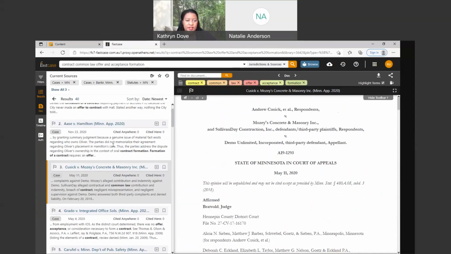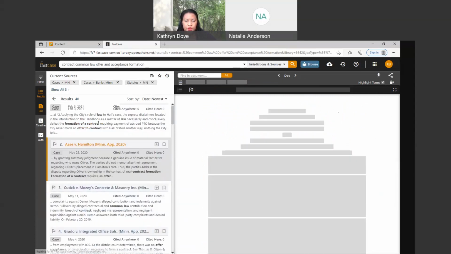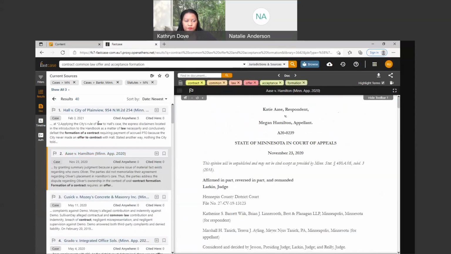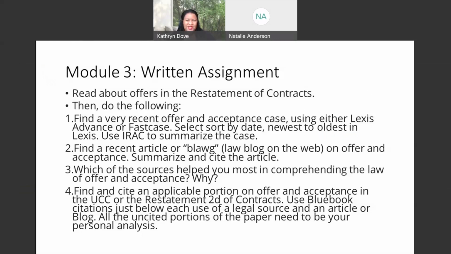So the second case is the one that I like the most so far when it comes to formation of an offer and looking at the formation of a contract, the elements of offer, acceptance, and consideration. So that would be one way to start your research for this assignment. Any questions or observations, Natalie? Awesome. So the next part says find a recent article or blog on the web.